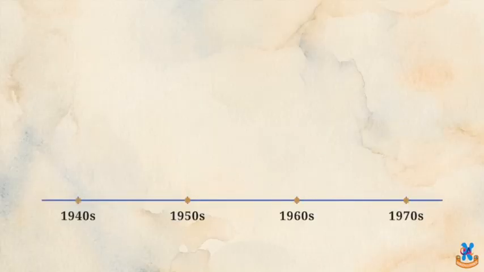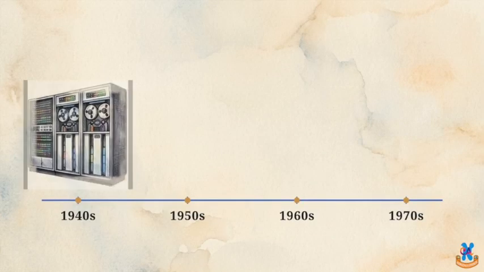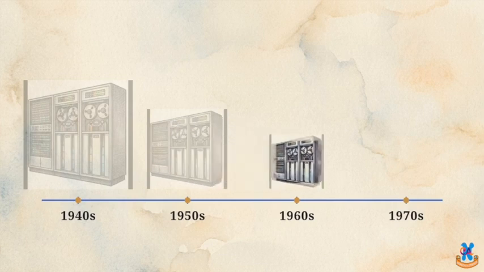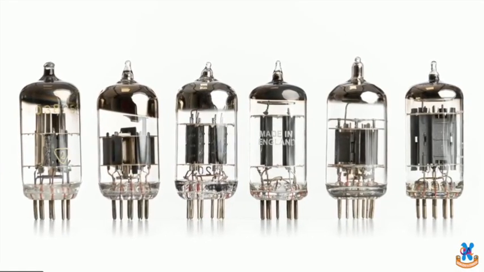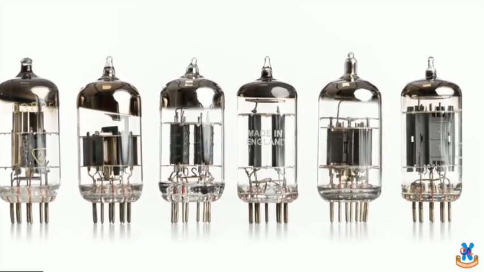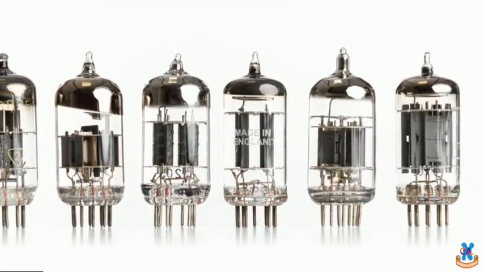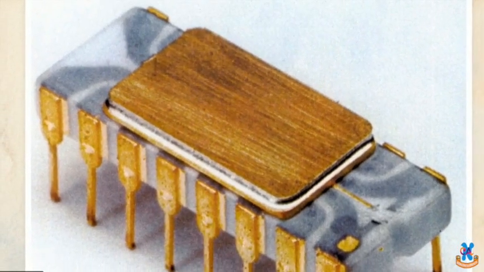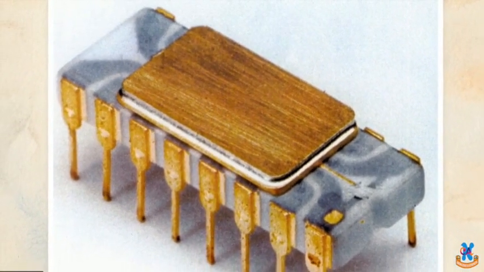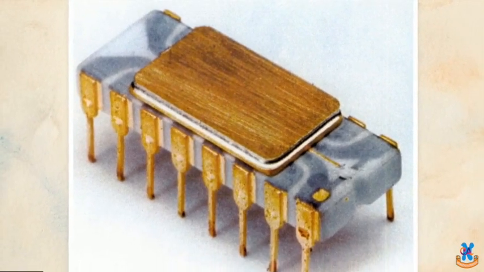To process calculations at the speeds we see today, machines had to undergo a massive physical evolution over several decades. In the 1940s, first-generation computers relied on massive heat-generating vacuum tubes, like the one shown here. By the 1970s, fourth-generation systems shrank that processing power down into tiny microprocessors.